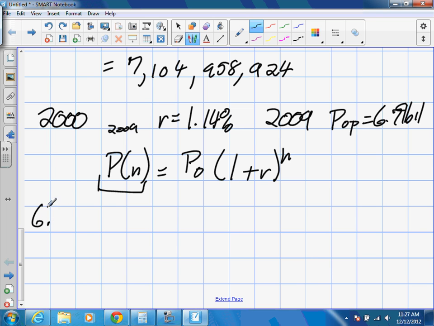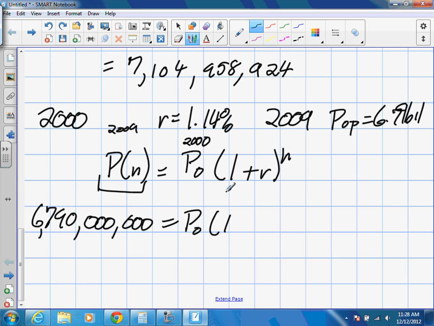So that's what we're going to use for our future amount, 6,790 followed by 6 zeros. This is our future value. We're going to look for our amount in the year 2000. That's going to be our P naught, our variable. The growth rate will stay the same. And since we already know the growth rate to be a decimal plus 1, we're just going to do that bracket all in one shot, 1.0114. Now, here's the question. What is the amount of periods that passed from 2000 to 2009? 9. Pretty simple, right? So we know this is over the course of 9 periods.